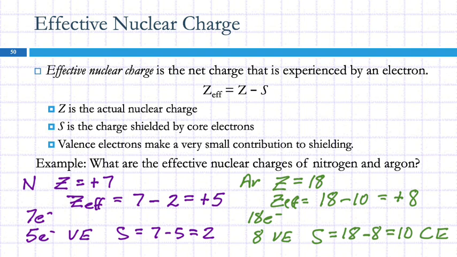You can do these calculations for neon, and you're going to end up with the same number. So atoms in the same group have the same effective nuclear charge in the main group. So argon has an effective nuclear charge for those outer electrons of +8. So those electrons are more attracted to the nucleus. They're going to get pulled in, and that atom's going to be smaller than one with a lower effective nuclear charge.